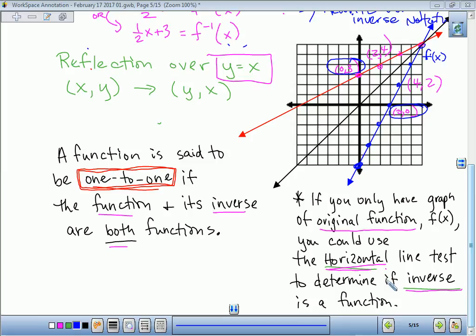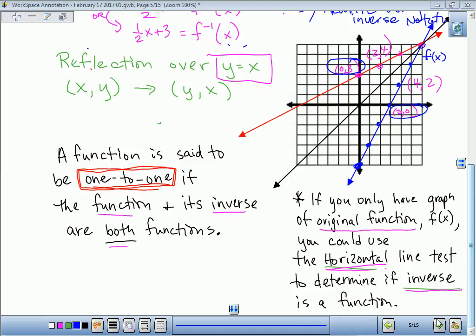So if I give you a graph and it passes the vertical line test, the graph is a function. If it passes the horizontal line test, its inverse is a function. And if both the function and its inverse are functions, we can call it one-to-one.